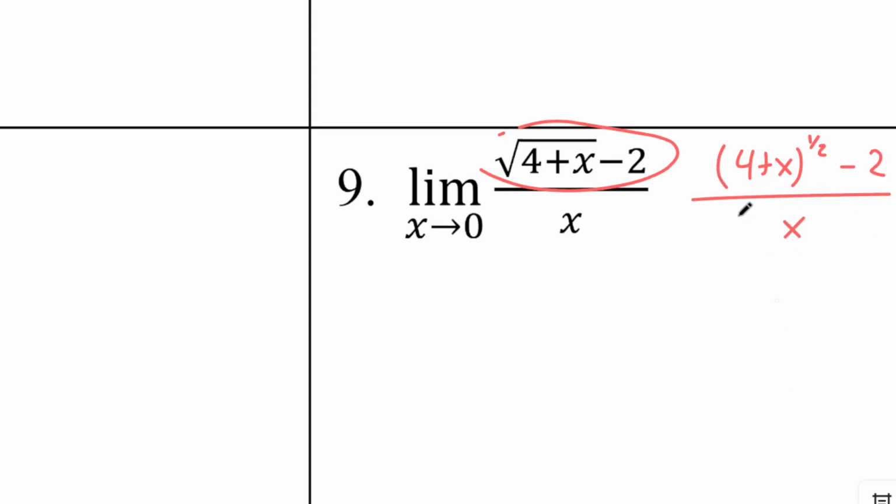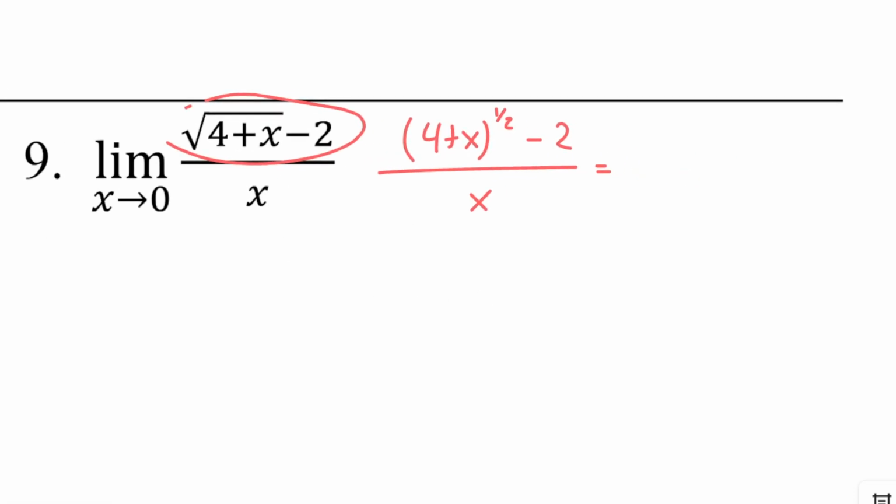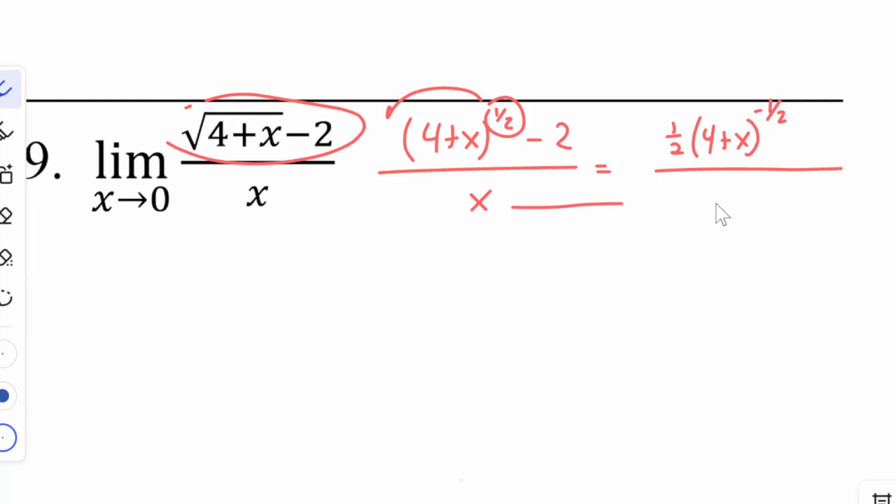Now when I do the derivative, this is like a chain rule. So I bring the 1/2 down and then reduce this by 1. Derivative of 2 is 0, don't need that. Derivative of the bottom is just 1. Okay. I guess now I'll try to plug in 0. 4 plus 0 is 4, to the negative 1/2. And the bottom is just 1, so I won't even write it.